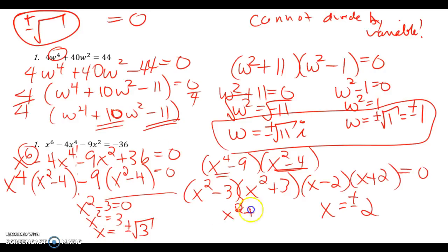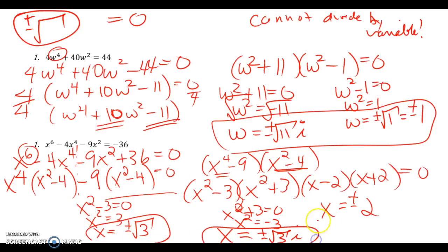Let's look at this one. X squared plus 3 equals 0, x squared equals -3. Take the square root of both sides. X is going to equal positive and negative square root of 3i, because we had a -1 under there. So there's 2 solutions, there's 2 solutions, there's 2 solutions, for a total of 6.